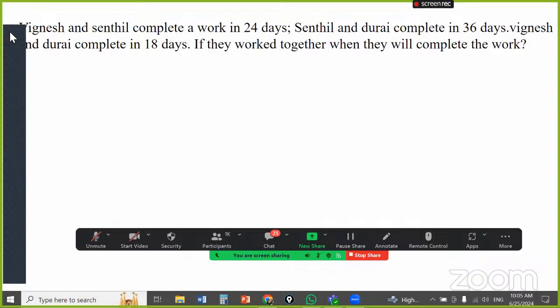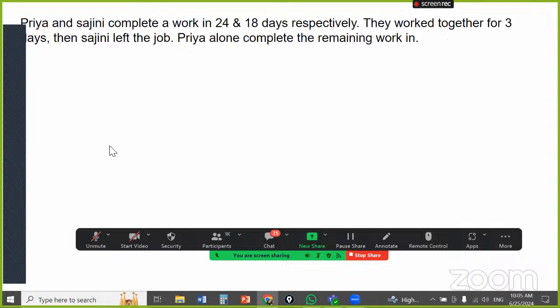Okay, we'll move on to the next one. This is a little bit different. Two persons, Priya and Sajni, complete a work in 24 and 18 days respectively, which means Priya alone completes the work in 24 days and Sajni alone completes the work in 18 days. They work together for 3 days. For 3 days, both of them are working together.